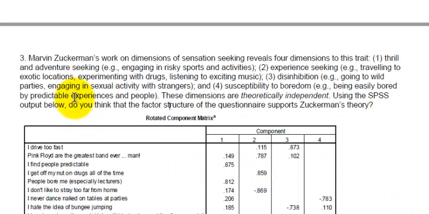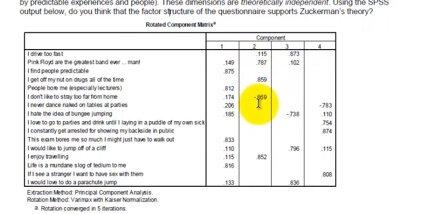So this question asks basically if the four new factors, 1, 2, 3, 4, are supporting Zuckerman's theory. So let's take this first one. This question, I drive too fast. What it's saying is it does load up under new factor number 2 a little bit, but under number 3 a lot. The second one, Pink Floyd is the best band ever, which I agree with. Again, it loads up under number 2 the best, but also a little bit under number 1 and number 3, et cetera, et cetera. So when you've got them loading up in more than one place, that could be problematic.